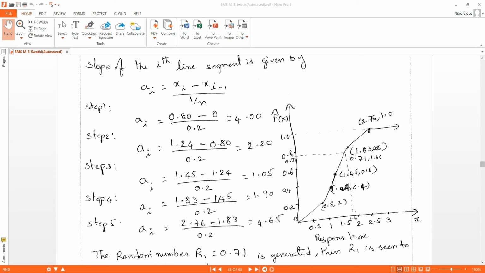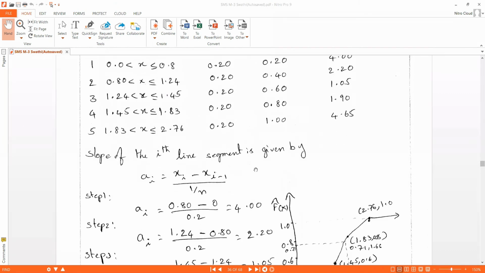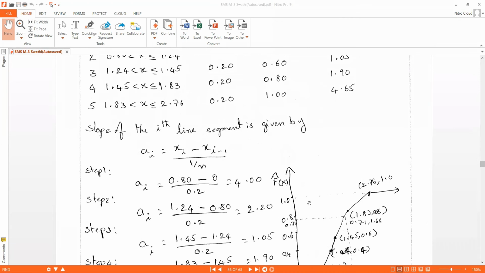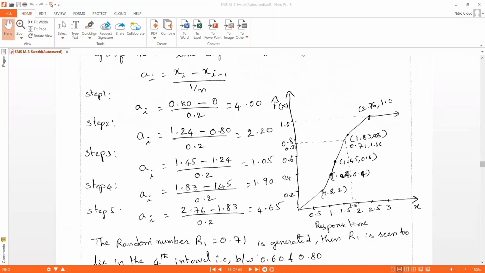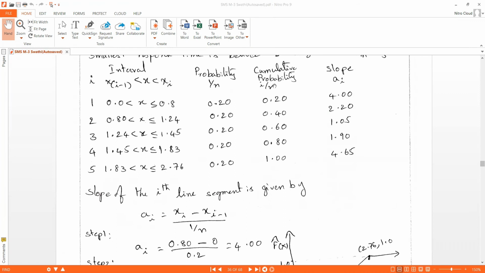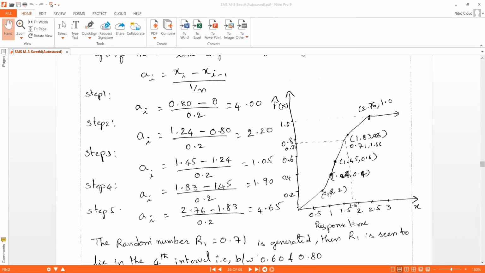Now we need to plot these points. When the xi value is 0.8, what is the cumulative probability? That is 0.2. So we'll mark 0.8 comma 0.2.